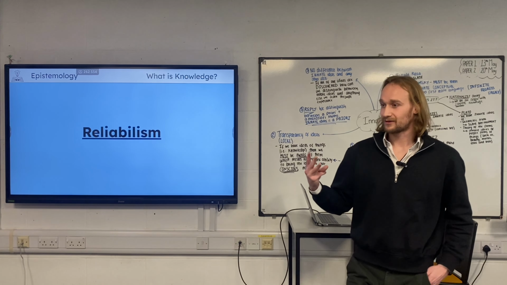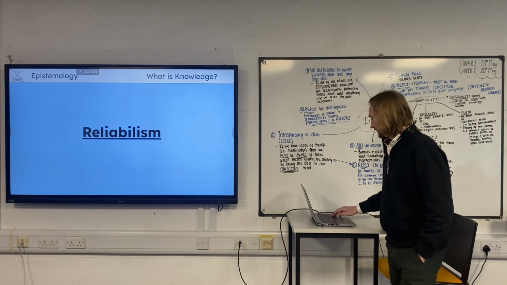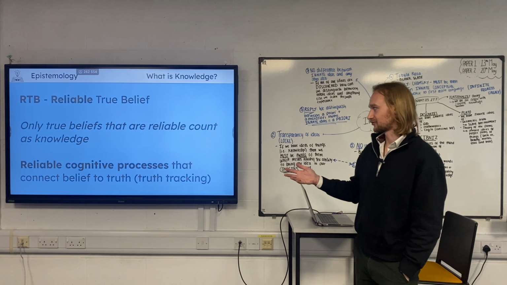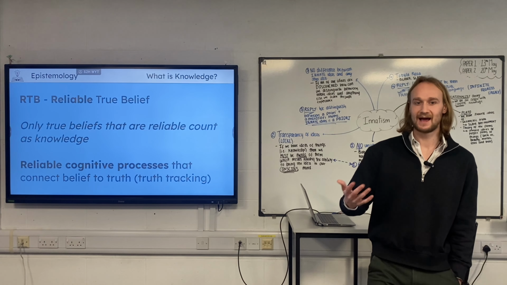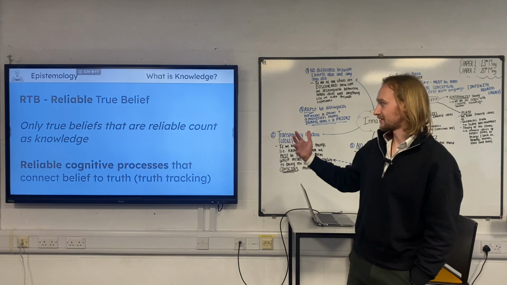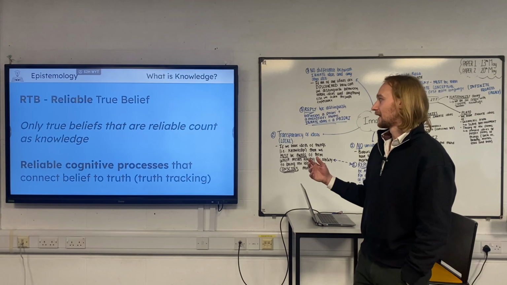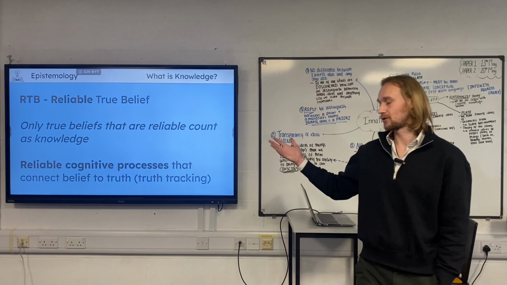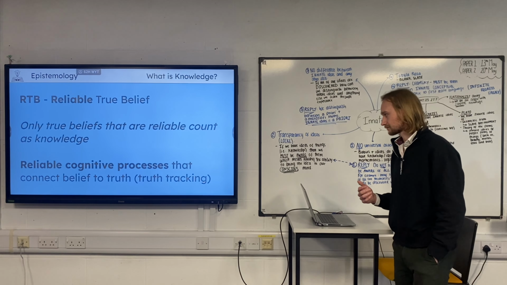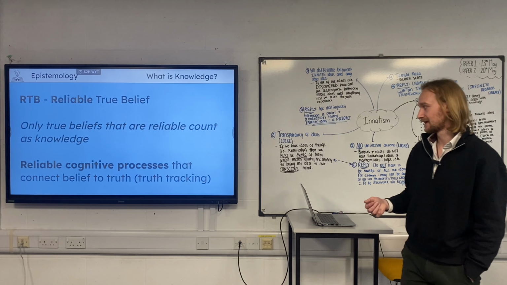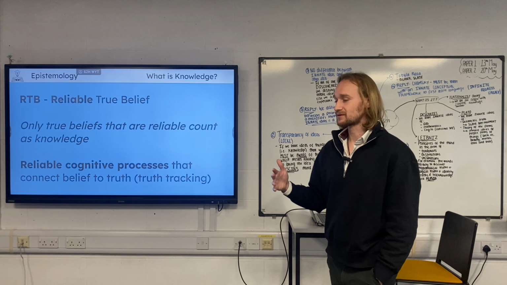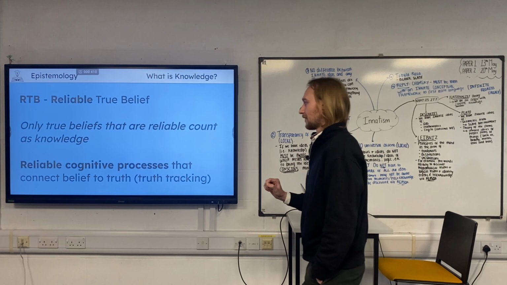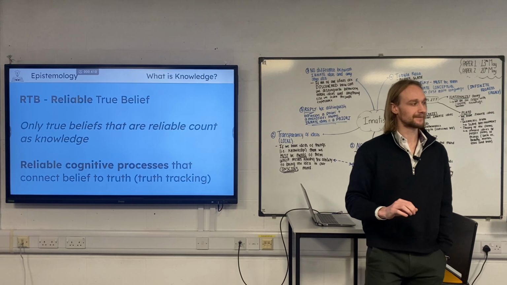So our third case, our third solution is reliabilism. Reliabilism is just to change the JTB definition to a reliable true belief. And what reliabilists say is the only things we can consider knowledge are true beliefs that are formed from a reliable cognitive process. And what that means is a cognitive process that connects the belief to the truth. So we call this truth tracking.